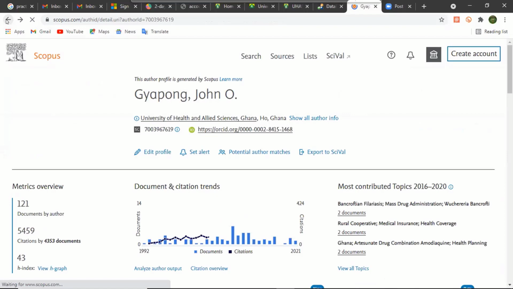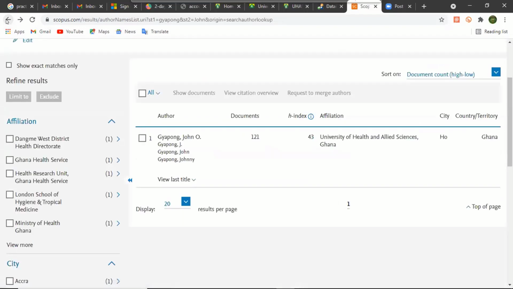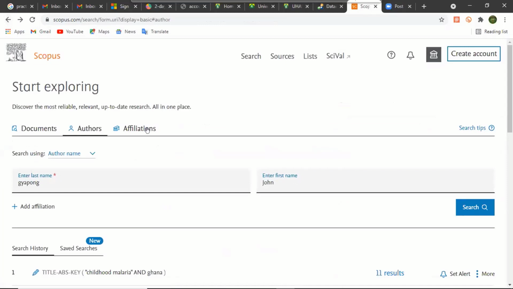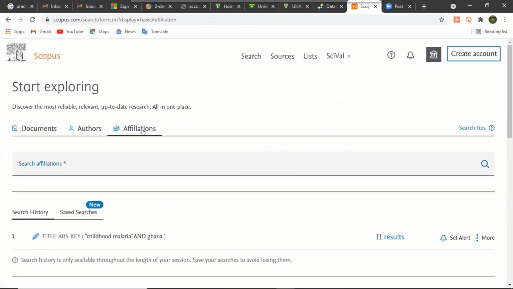So we have looked at document searches and analytics. We have looked at author search and analytics. Let's look at affiliation analytics. So under affiliation, as I mentioned already, affiliations refer to your institution. So if I'm an author, the author is affiliated with a particular institution. So for me, let me say I'm interested in what our university has been doing over the years since 2013 when it started, or 2012 when it started, up to now.